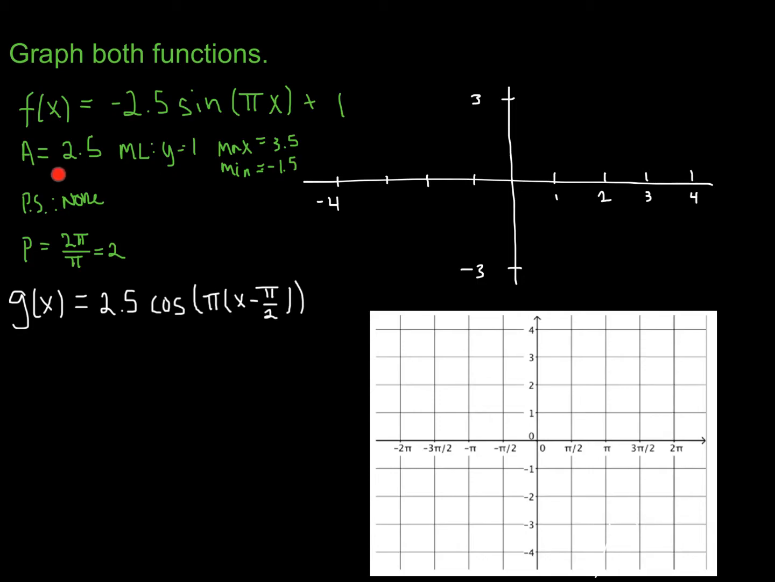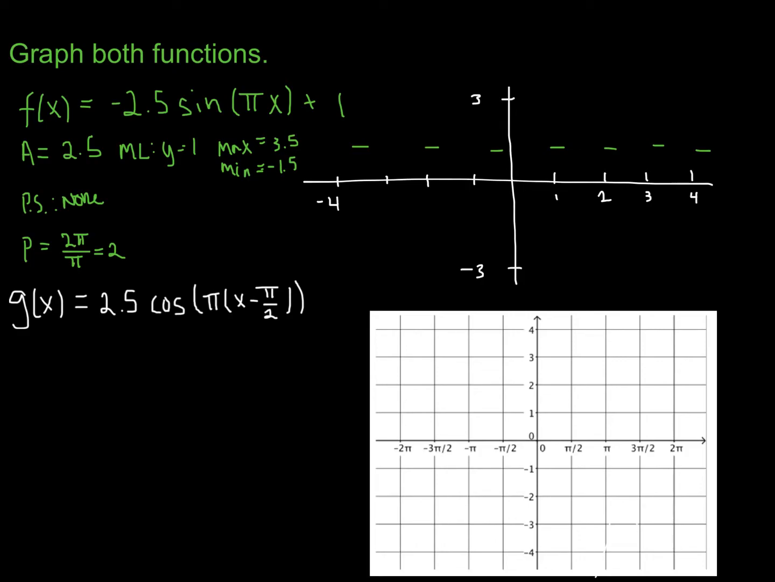So using the amplitude and the midline, I'm going to get an idea of the limits of my function. The maximum value it could be is 3.5, and the minimum is negative 1.5. My midline is y equals 1. So I'm going to go ahead and just sketch that out. And so now I can go ahead and think about where my initial point is going to be.